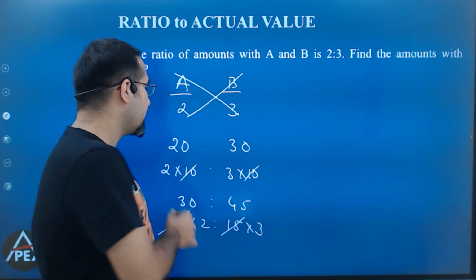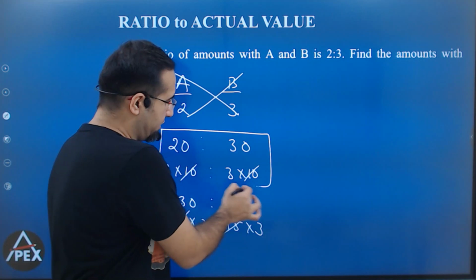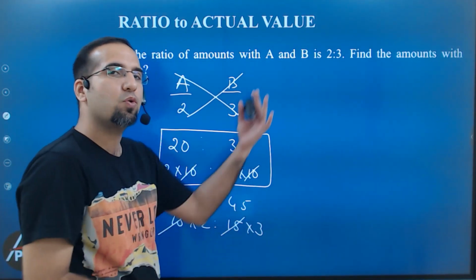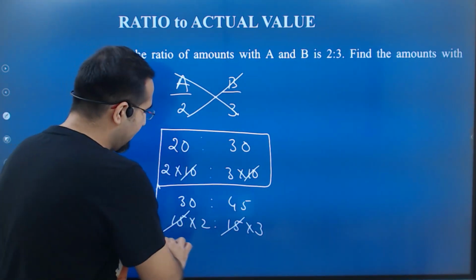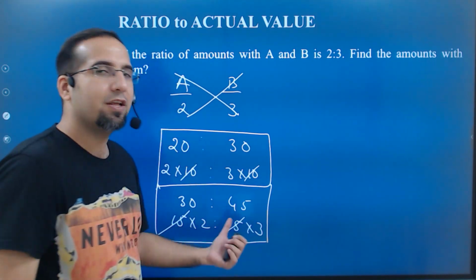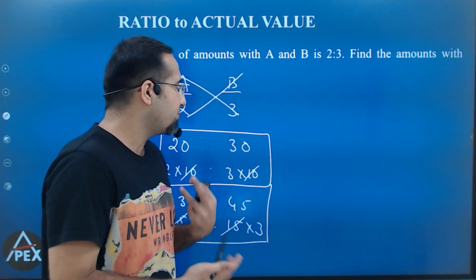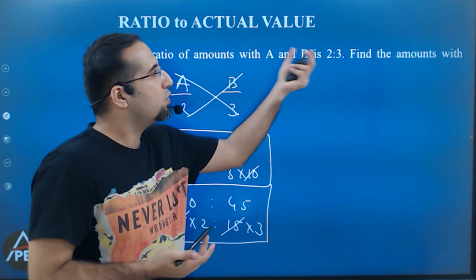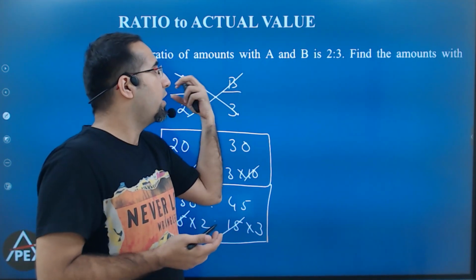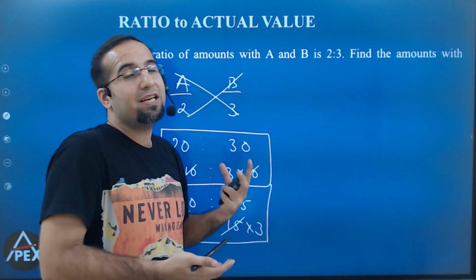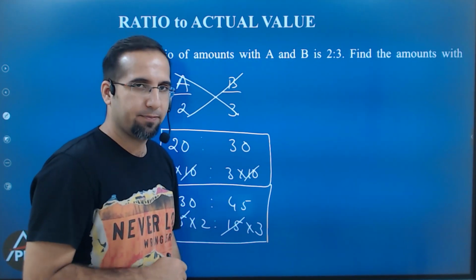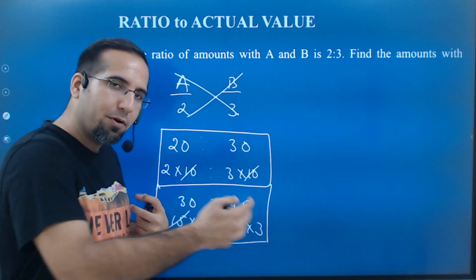So we can see that A and B can have 20 and 30. Even in that case, the ratio is 2:3. A and B can have 30 and 45. Even in that case, the ratio is 2:3. So which means it's pretty clear that if the ratio is 2:3, 2 and 3 might not be the only values with A and B. Right? So how do I convert them into actual value?